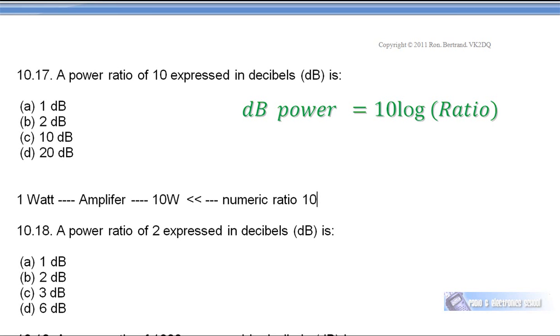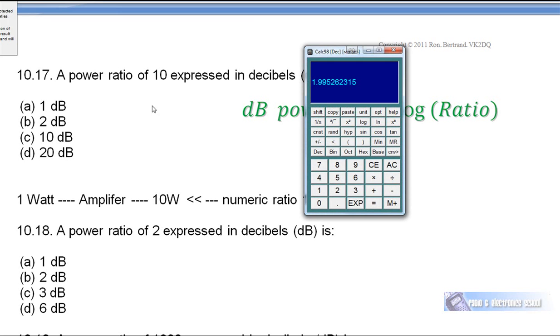Now, if you choose, you can remember that 3 dB is a doubling, minus 3 dB is a halving, 10 dB is an increase of 10 times, or minus 10 dB is a reduction to a tenth. But anyway, let's do 10 log of the ratio on the calculator.